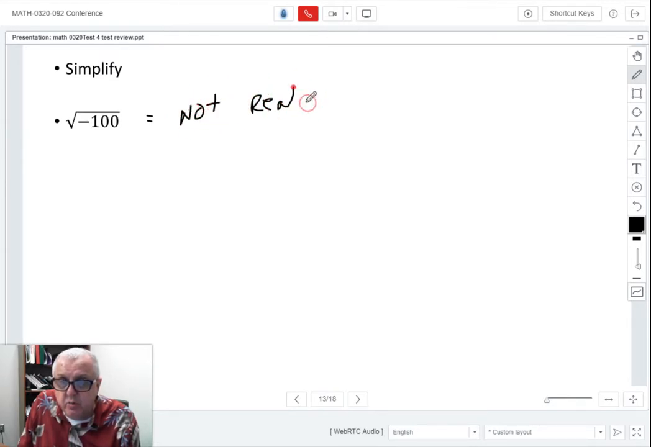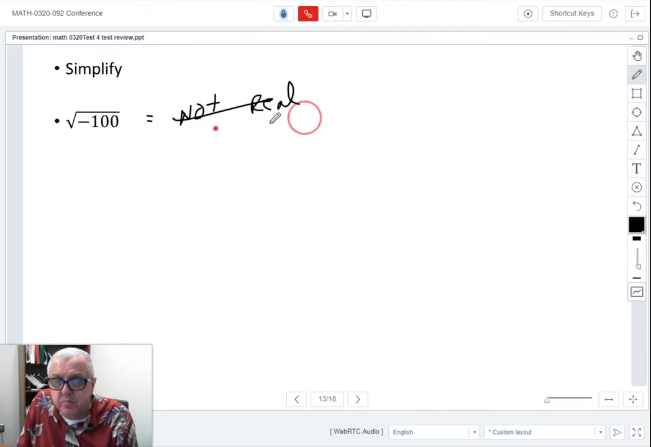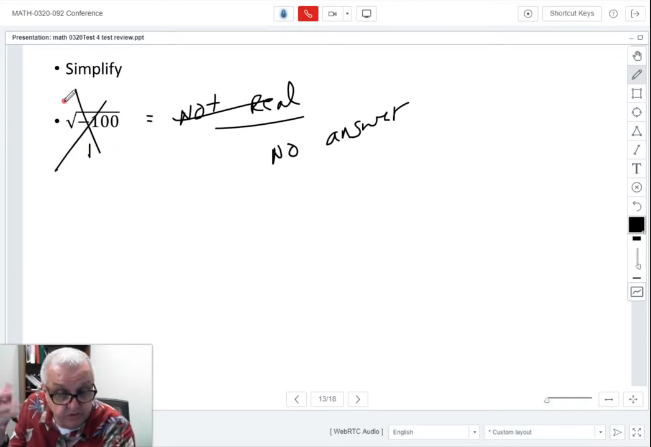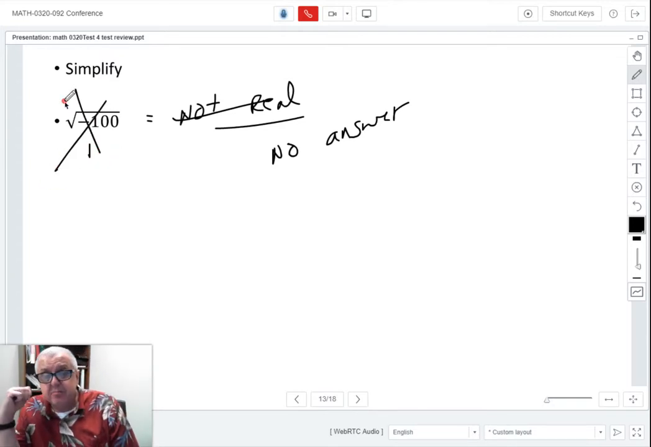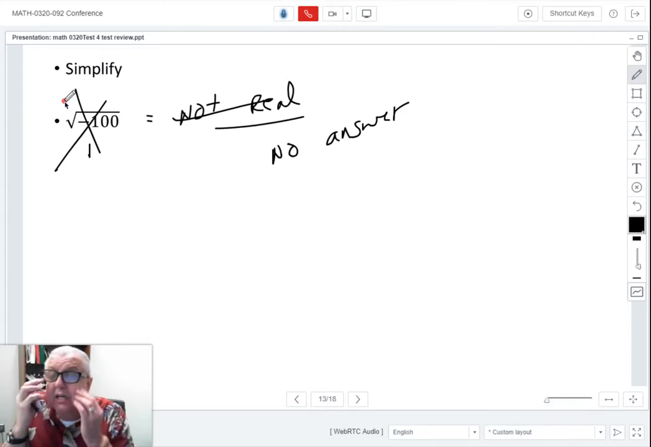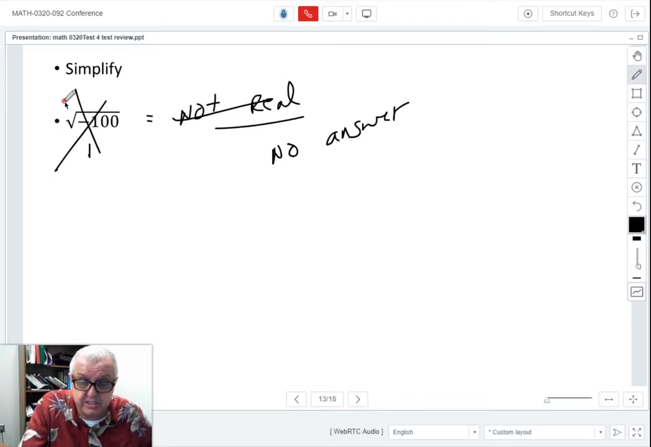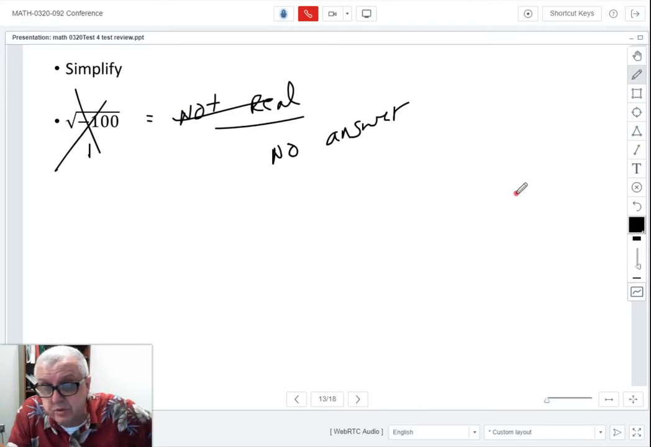I think in the homework you wrote down, it's not a real number, or there's no answer. There's no solution. Whatever you want to say, you cannot take the square root of a negative number. You can take the third root, the fifth root. Odd roots are okay, but you can't take the square root, an even root, fourth root of a negative number, sixth root. Any even root, you cannot take the root of a negative number.